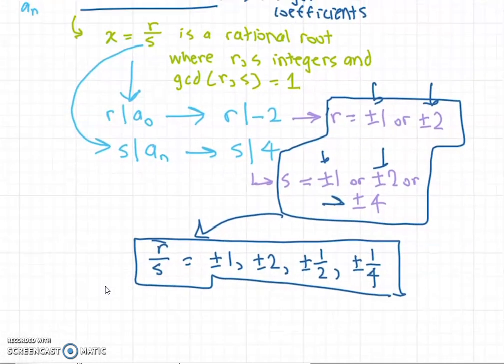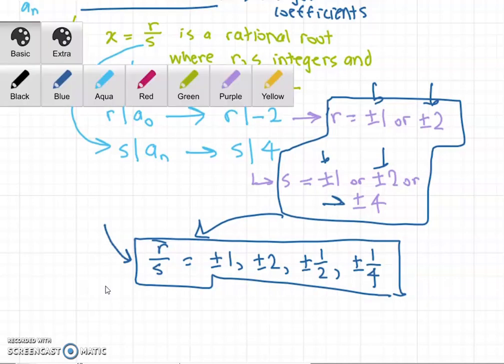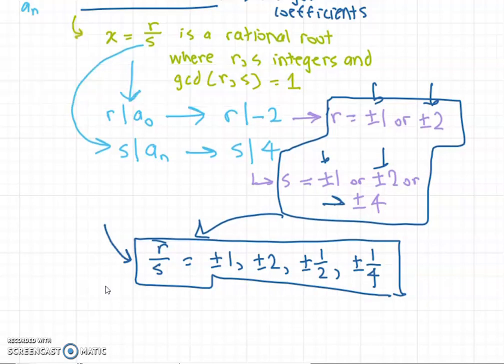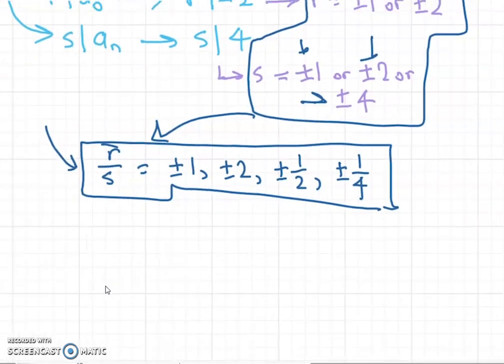And now you could try testing all 8 of these values to see which of them actually is a rational root, because these are potential values of a rational root, but it doesn't necessarily mean that they are a rational root. It turns out of these 8 values, the only value that is in fact a rational root is r over s equal to half.